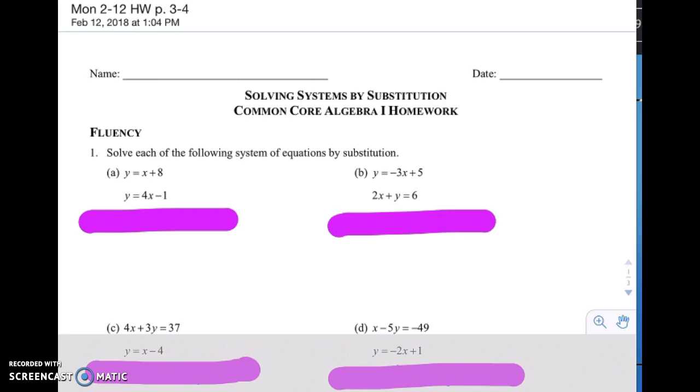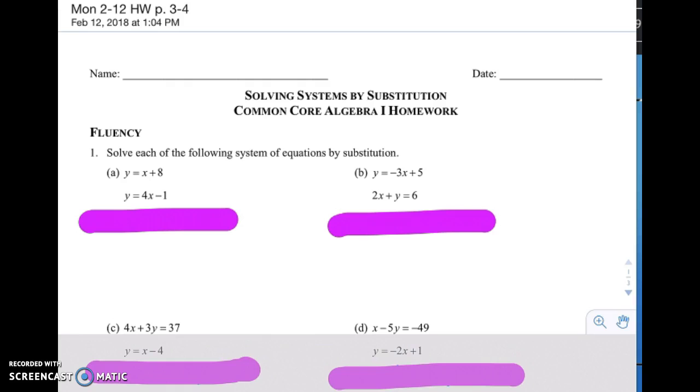Botta's homework screencast. All right, so homework is on pages 3 and 4 in our packet. We did some of this today in class. So on page 3, we're looking at number 1, examples A, B, C, and D, which we are going to solve using the method of substitution.